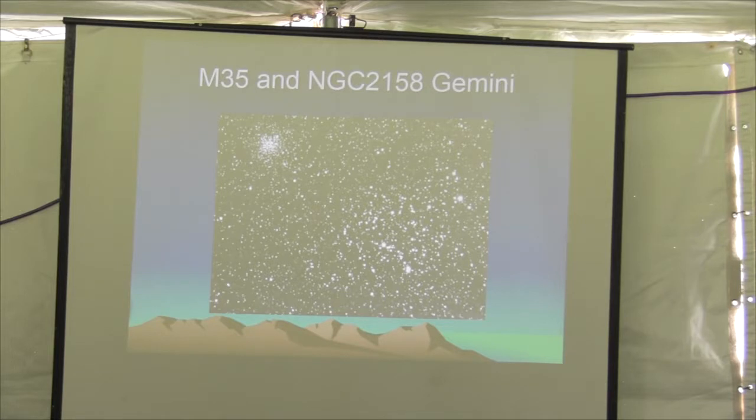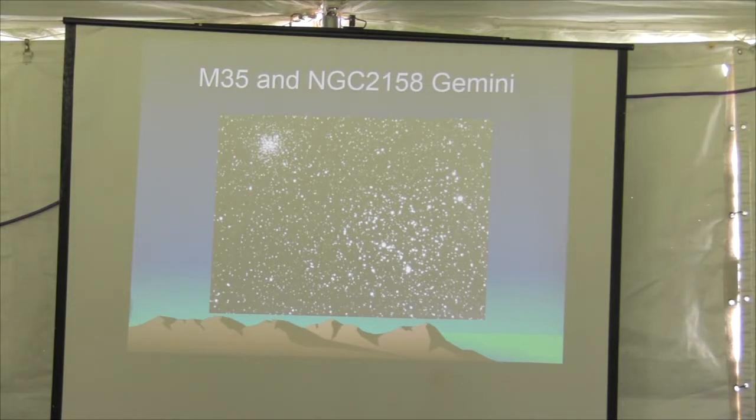So I had the notes of M35 is approximately 3,000 light years away from us. The main concentration of stars is about 2,800 to almost 3,000 light years away from us. NGC 2158 is about 9,000 light years away from us. So you have two open clusters, one closer to us and one further away.